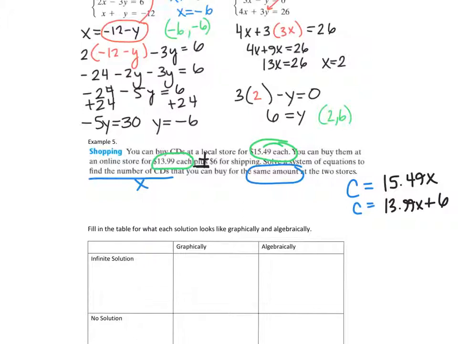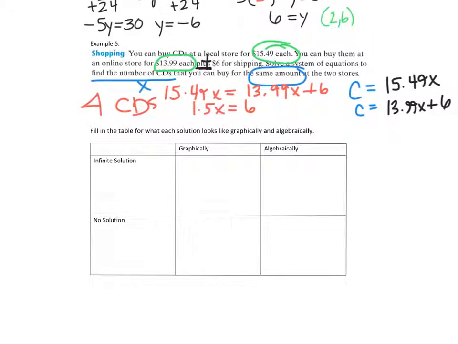So I'm going to set 15.49x equals 13.99x plus 6 and solve for x. When I solve for x, I'm going to subtract from each side here. So I get 1.5x equals 6, because I subtracted 13.99x from each side. So 6 divided by 1.5 is 4. So 4 CDs. It's going to be the same.